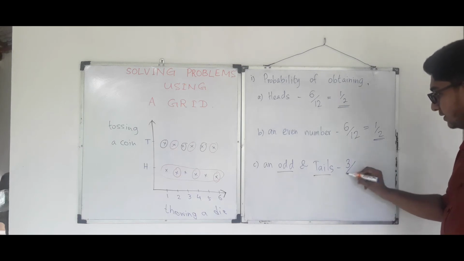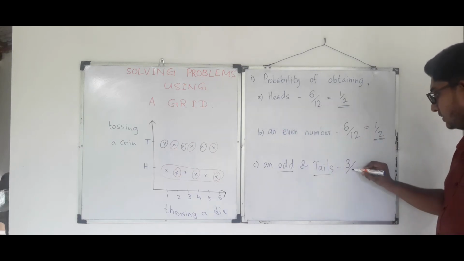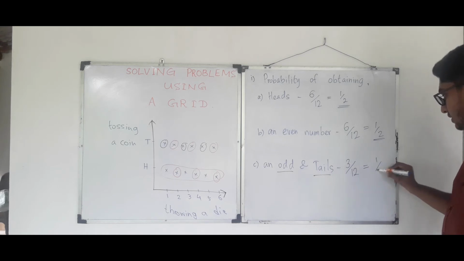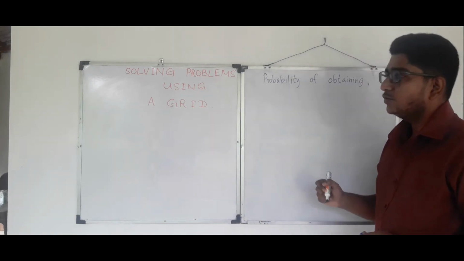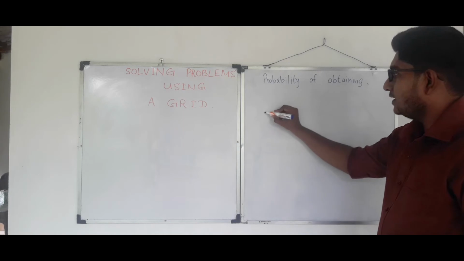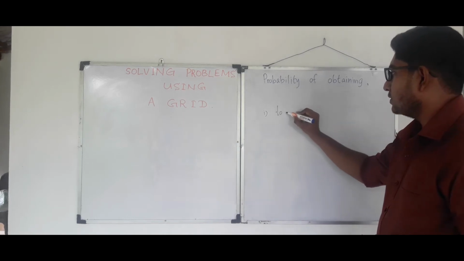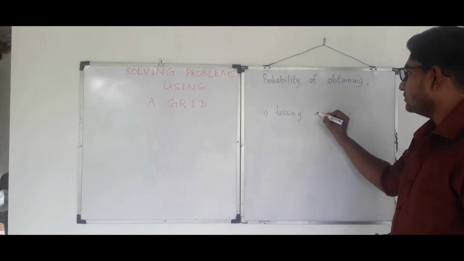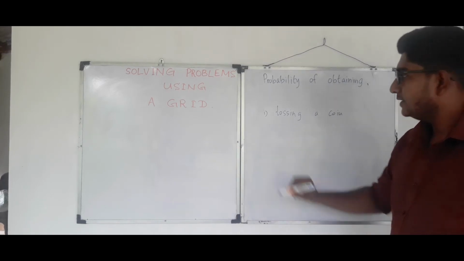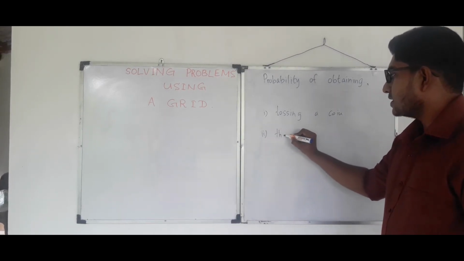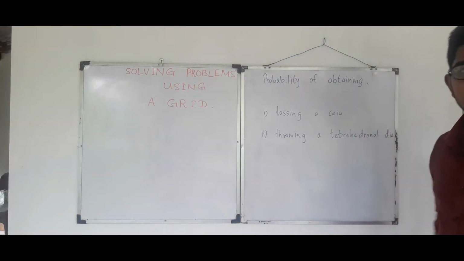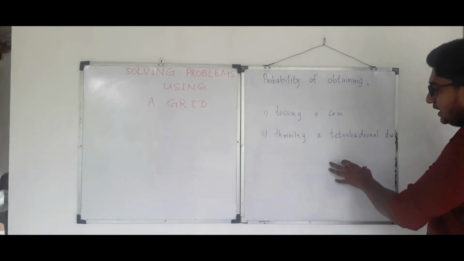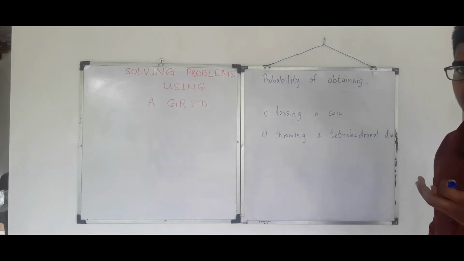Numerator is 3. Altogether 12 possible crosses. Answer is 1. Let me discuss another example. Here there are two activities. One is tossing a coin and second activity, throwing a tetrahedral die. That means we have only 4 faces in our die.